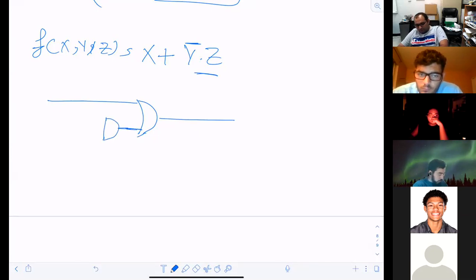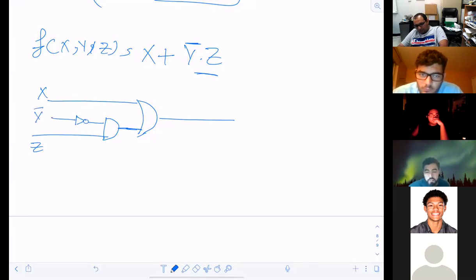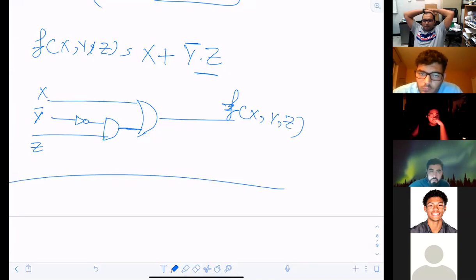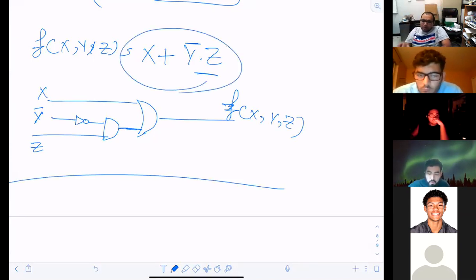Then what are those two things? We have z, we have x, but the y is complemented, so that means there's going to be a NOT gate, and this is the function. Did you see what I did? The implementation of such a circuit is 3 gates: one is OR, one is AND, one is NOT gate. Maybe in a next lecture, I'll talk about the response time of gates and how we can calculate delays.